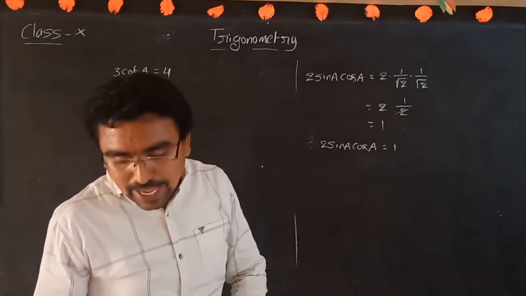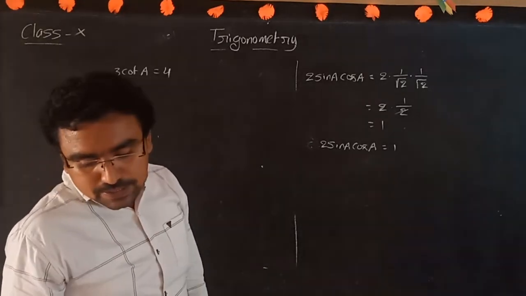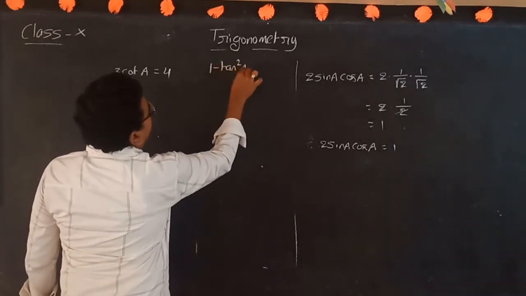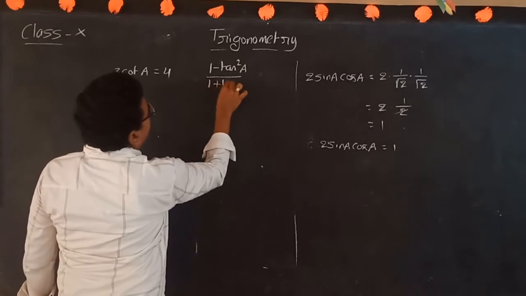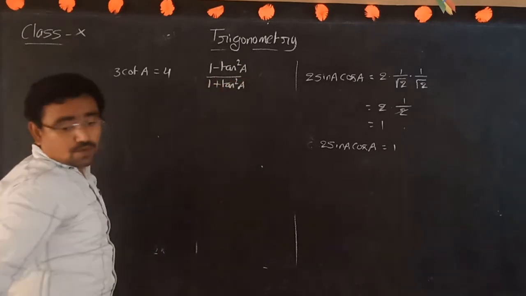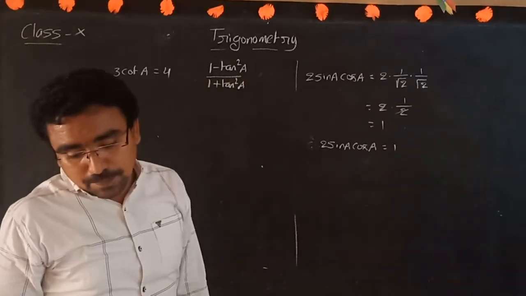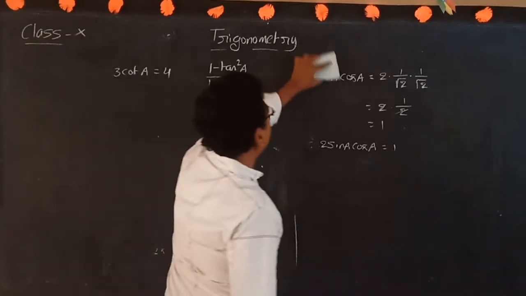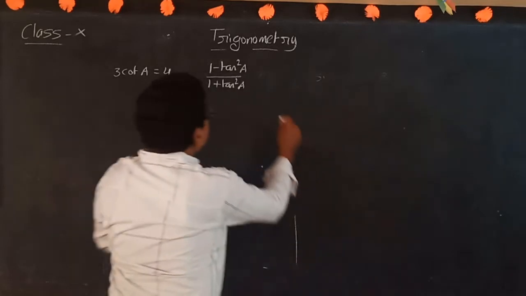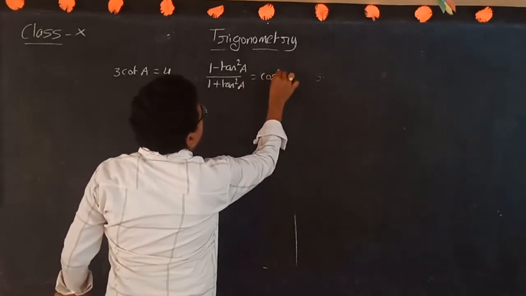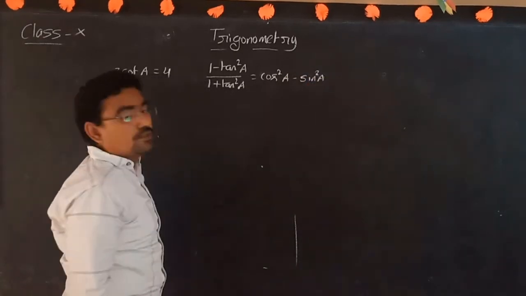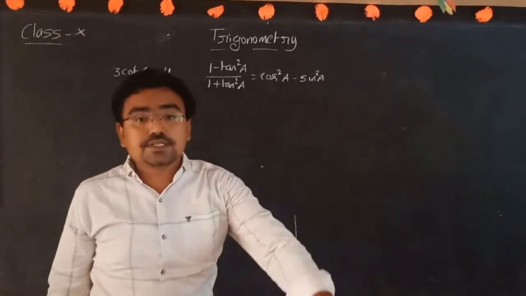You should check whether (1 minus tan square A) by (1 plus tan square A) equals cos square A minus sin square A. We should check now whether this condition is correct or not.